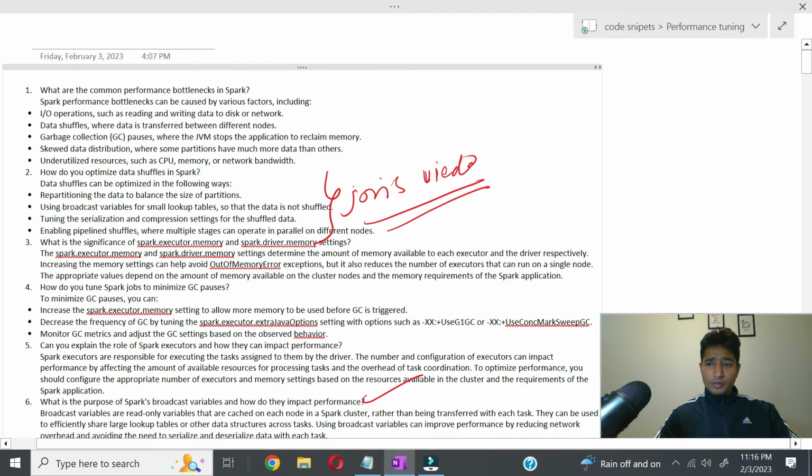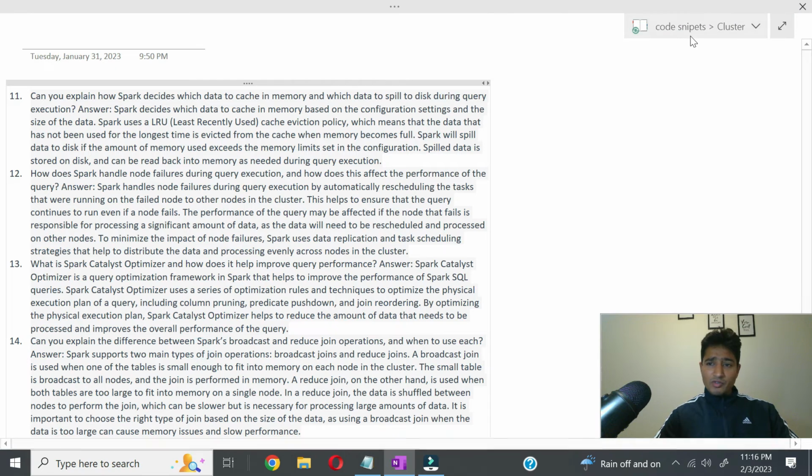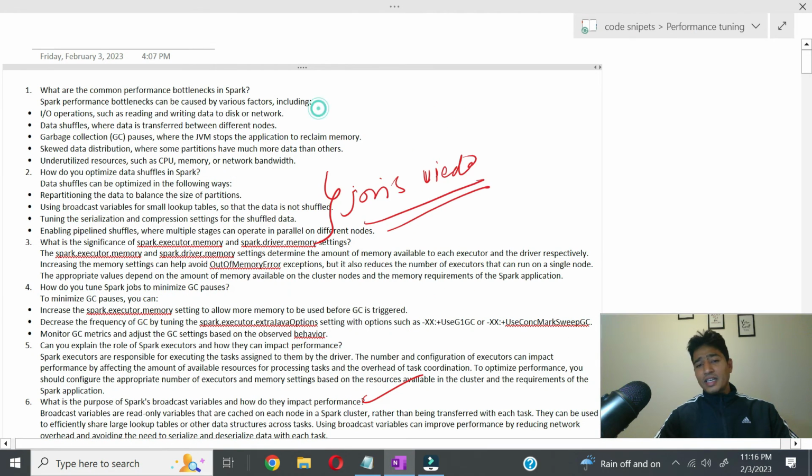In the next video we will be covering cluster configurations as well. The next video will be about how to define and design the cluster and how to optimize the cluster. So this is all from the performance tuning point of view.